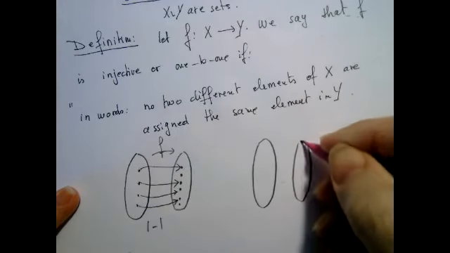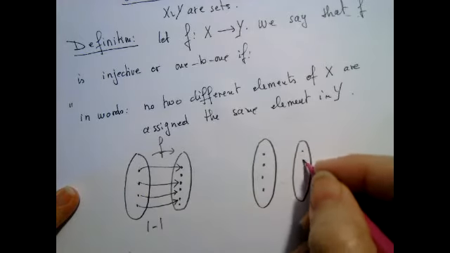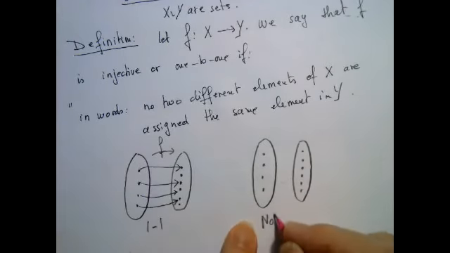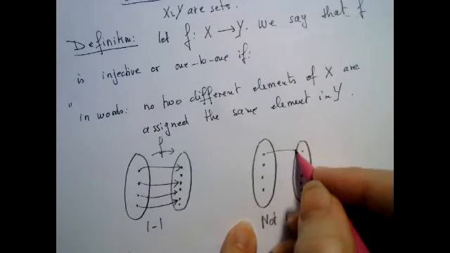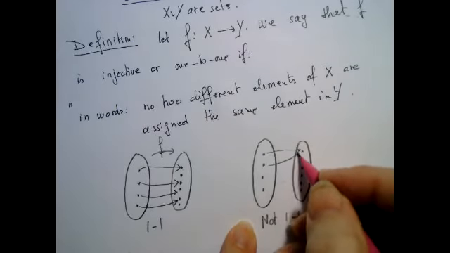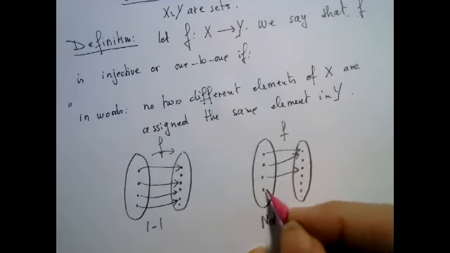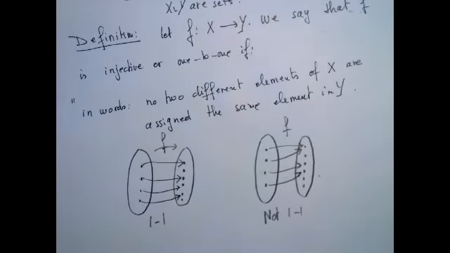1-to-1, it means that, so 1, 2, 3, 4, 1, 2, 3, 4, 5, 6. Not 1-to-1 means at least two elements are assigned the same thing. That's not a 1-to-1 function. And the rest, I don't care. Okay, so that's the picture for 1-to-1, and that's the picture for not 1-to-1.